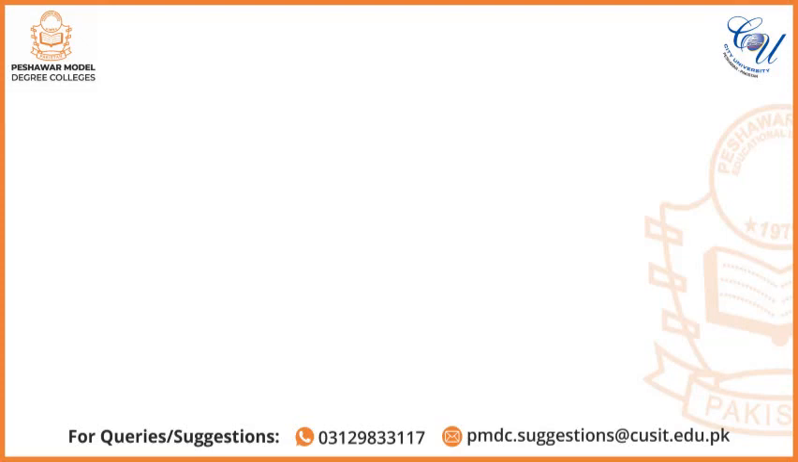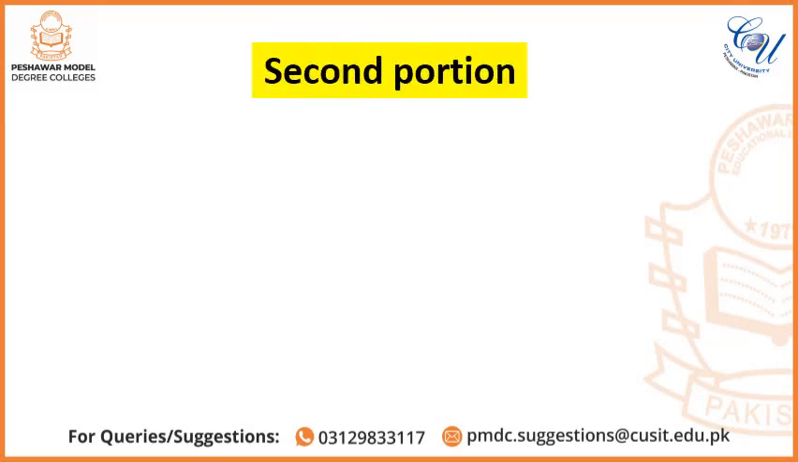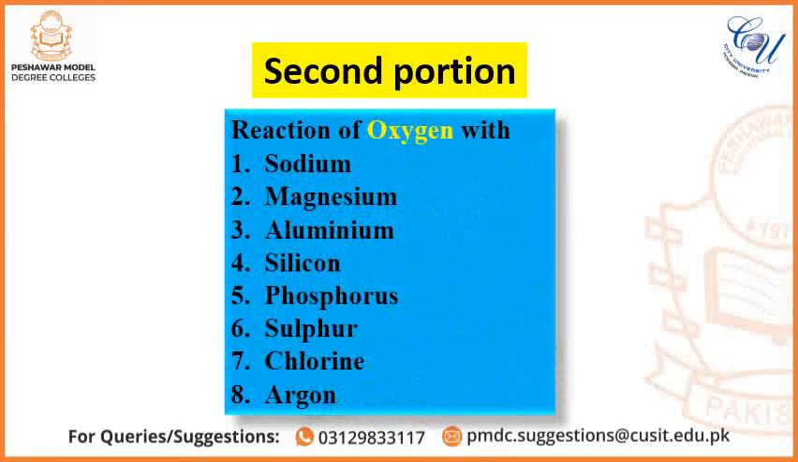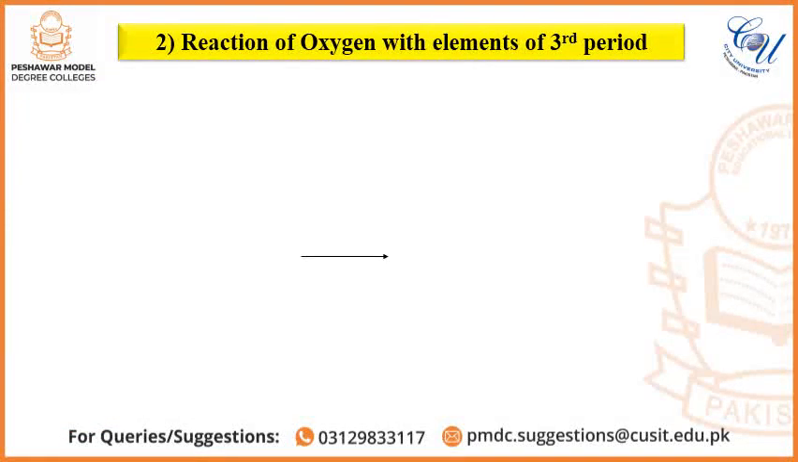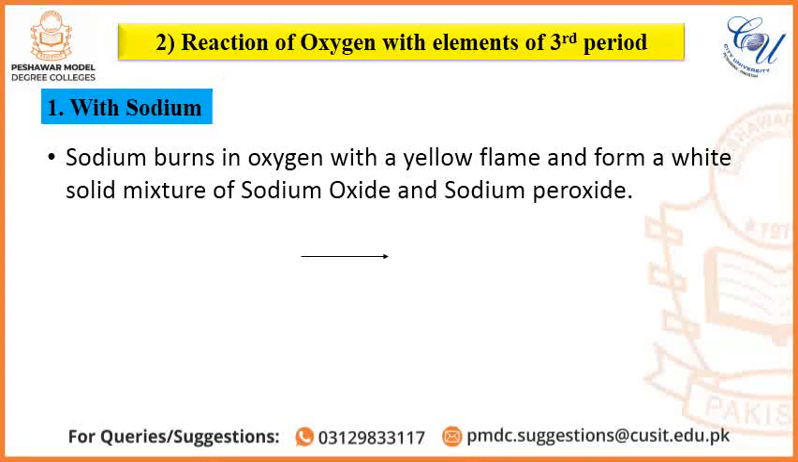Now coming to the second portion. In this portion, we are going to discuss the reaction of oxygen with each and every member of third period. When oxygen is allowed to react with sodium, it produces a yellow flame and forms a white solid mixture of sodium oxide and sodium peroxide.